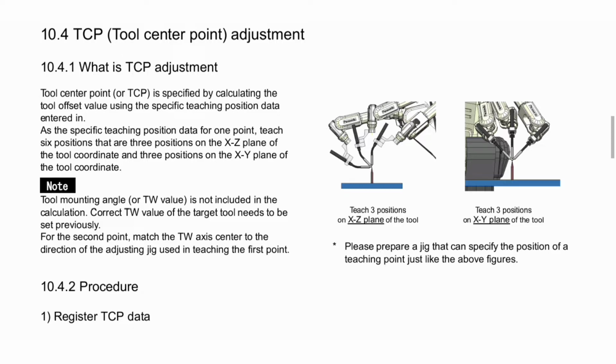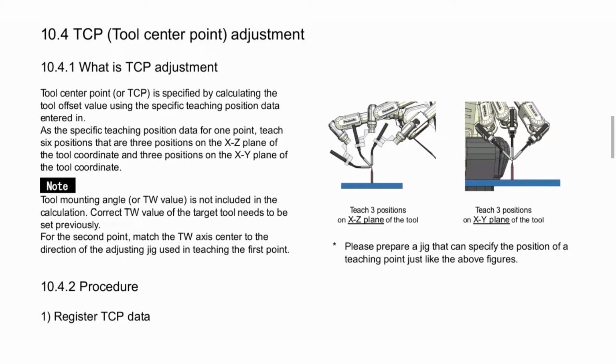Tool center point, or TCP, is specified by calculating the tool offset value using the specific teaching position data entered in. As the specific teaching position data for one point, teach 6 positions: 3 positions on the XZ plane of the tool coordinate and 3 positions on the XY plane of the tool coordinate. Note, the tool mounting angle, or TW value, is not included in the calculation. The correct TW value of the target tool needs to be set previously.